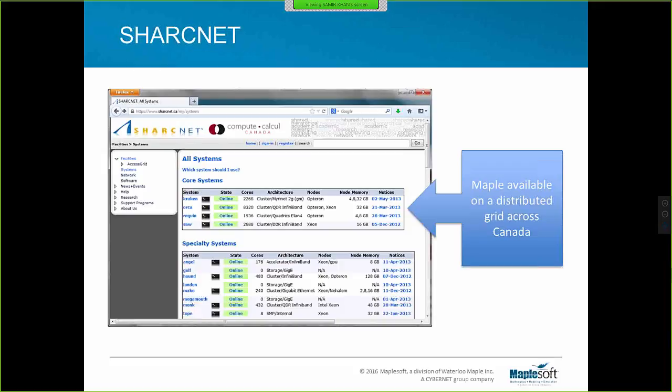At this point, I want to mention SharkNet, which I think is another success story for parallel computing in Maple. SharkNet is a consortium of Canadian universities who share a network of high-performance computers. Researchers and academics across Canada can log into a website and run parallel programs using one of a range of software tools, and one of these tools is Maple.